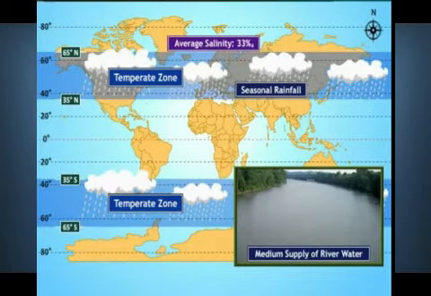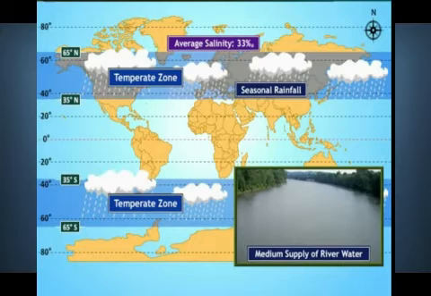Next, the temperate region. The temperate region, located between 35 and 65 degree north and south of the equator, receives low sunlight. The rainfall in this region is seasonal with a medium supply of fresh river water to the oceans. Hence, the salinity is less in temperate region with an average of 33 parts per thousand.